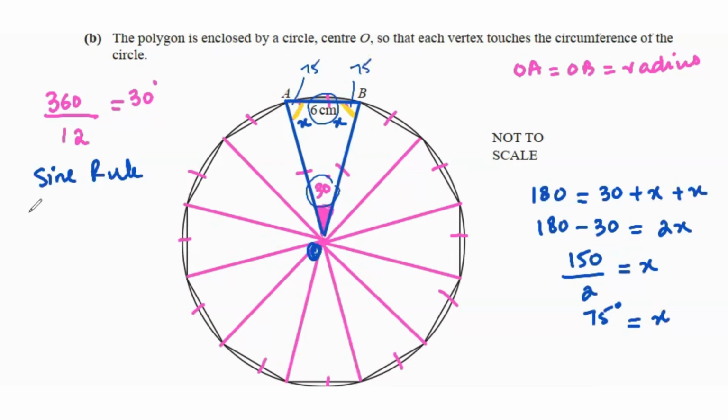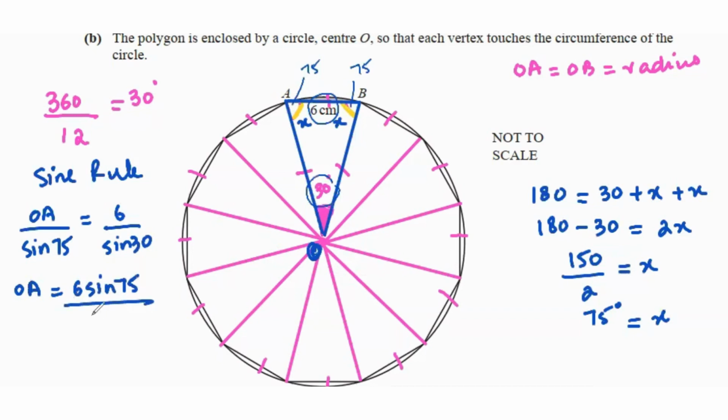So I'm going to do OA over sine of 75 equals 6 centimeters over sine of 30. That's going to be OA equals 6 times sine of 75 over sine of 30. And that is going to give us 11.6 centimeters, as given in the question.